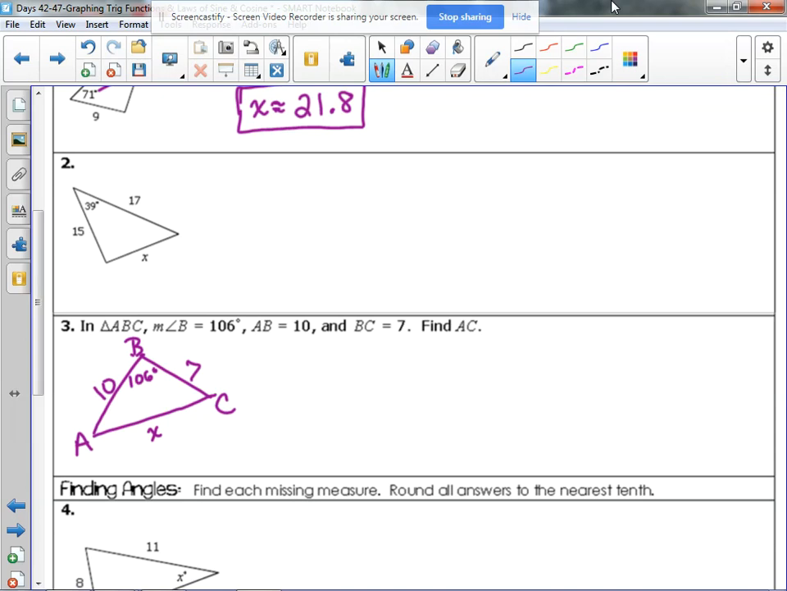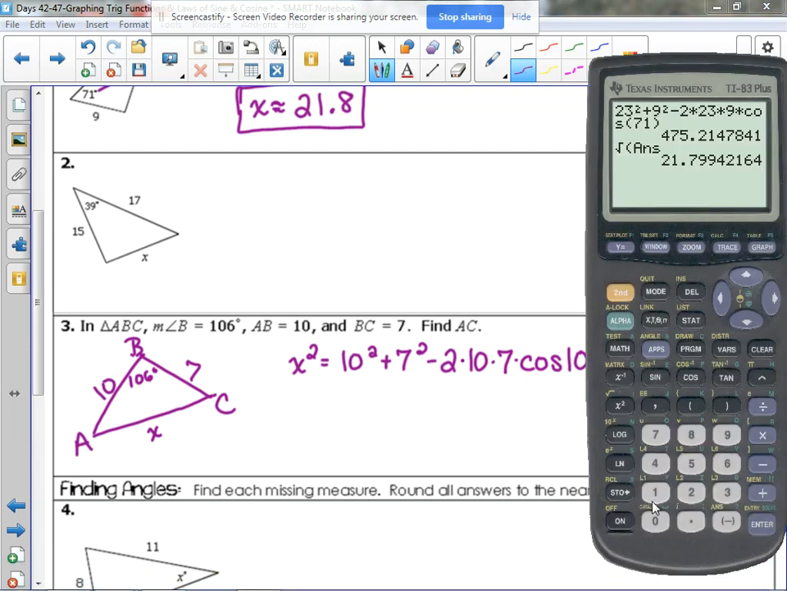We just had to set up the picture this time. So same thing, x squared is equal to 10 squared plus 7 squared minus 2 times 10 times 7 times the cosine of the angle across from the side that's by itself.